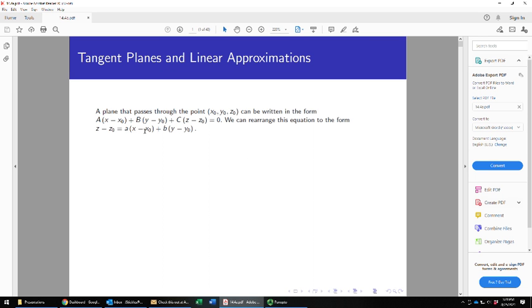Notice that we can rearrange this so that we have z minus z naught out in front, and then we would have different numbers when we divide through by the c. So we have little a times x minus x naught, and then b times y minus y naught.